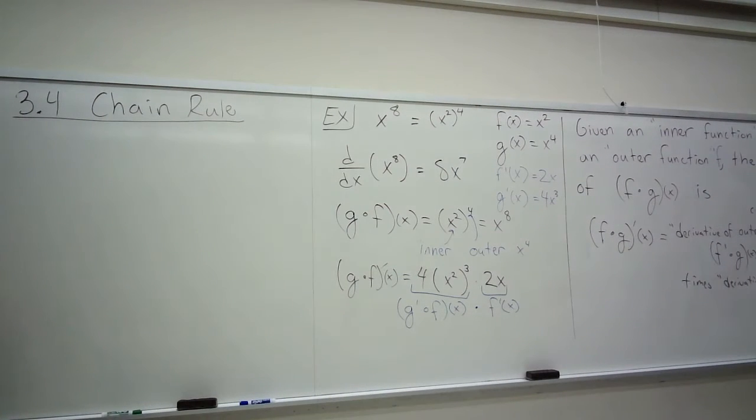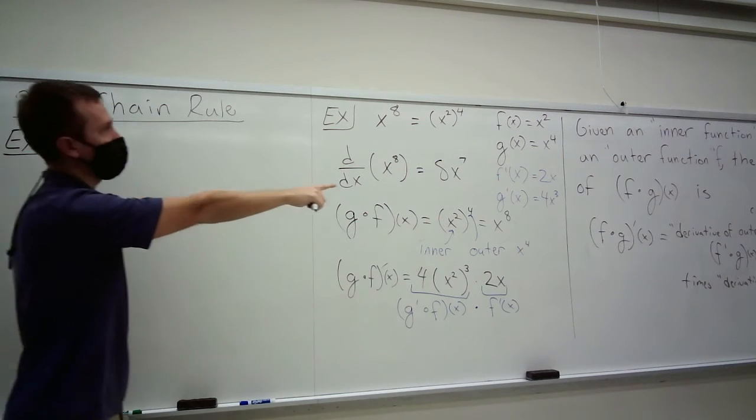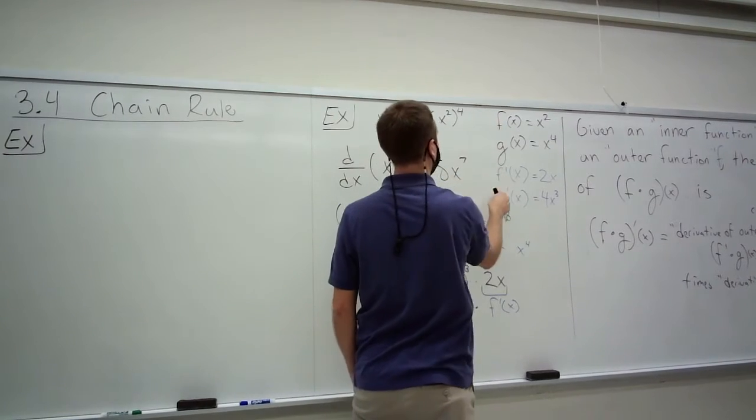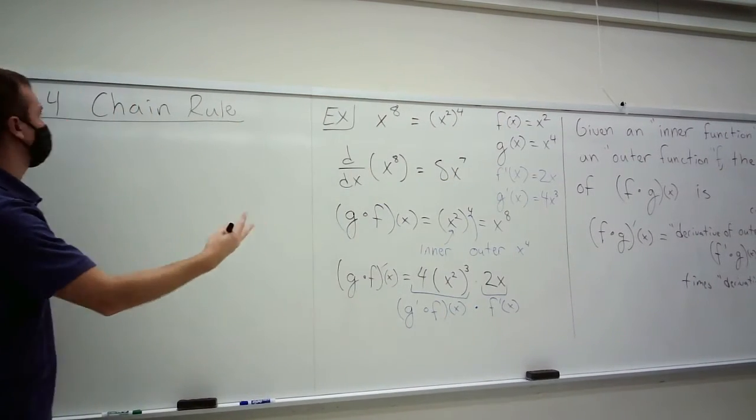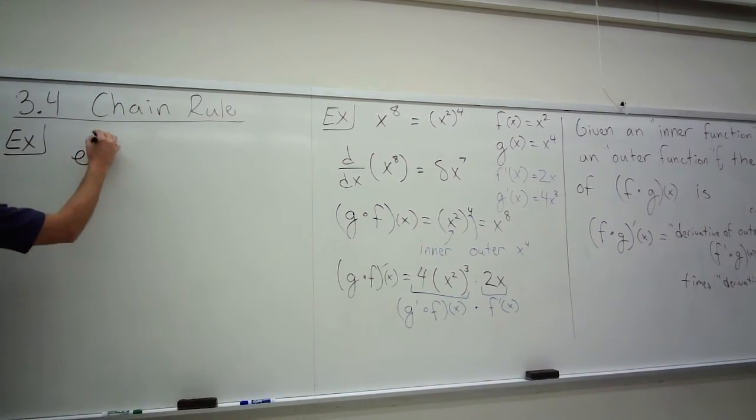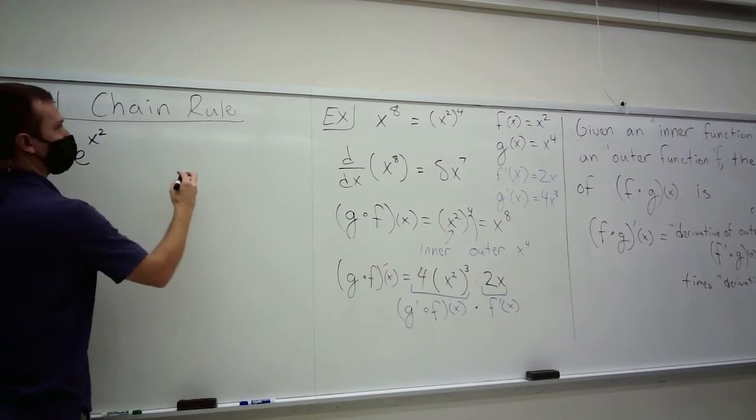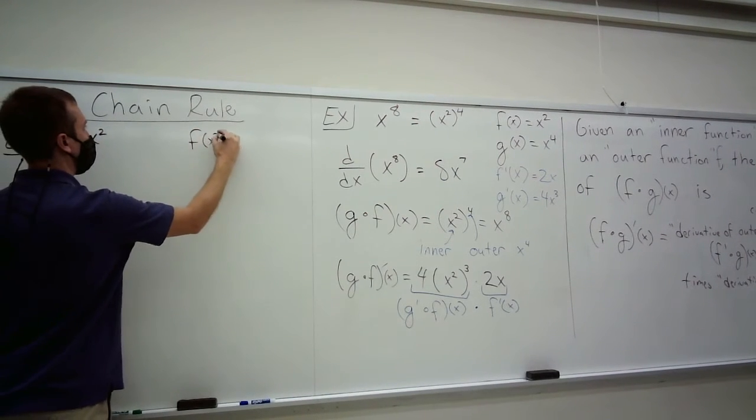Okay, let's work on identification first. I'm going to give you just an example here. I want you to think about what's the inner function and what's the outer function. And I want you to make this table on the right then. I'll give you some function, say e to the x squared, and I want you to write down what is our inner function.